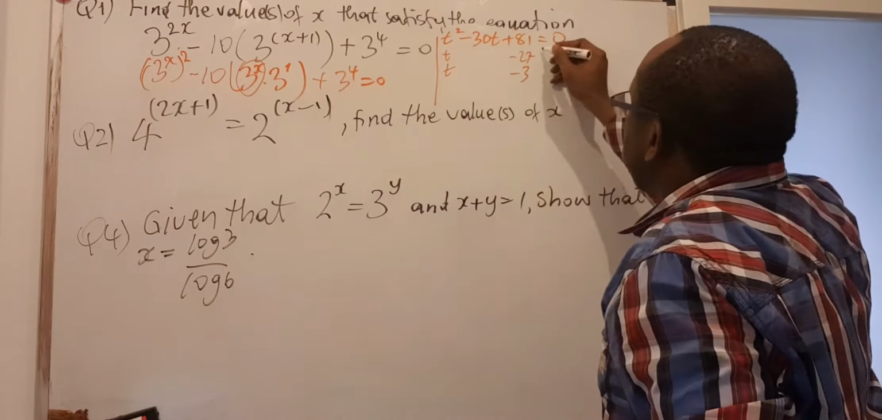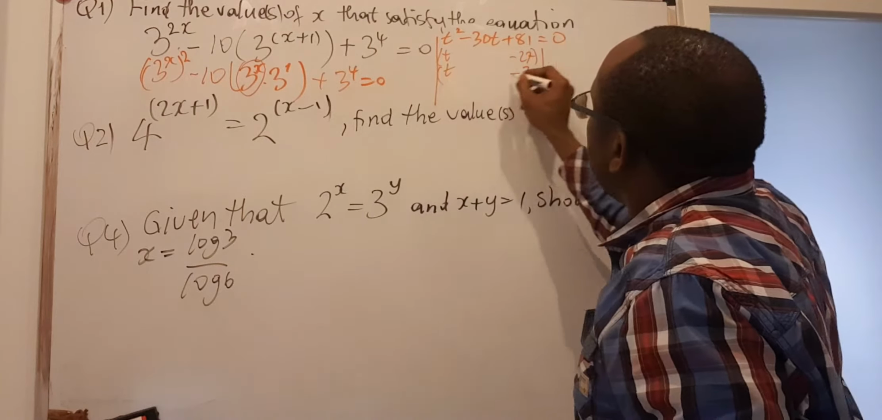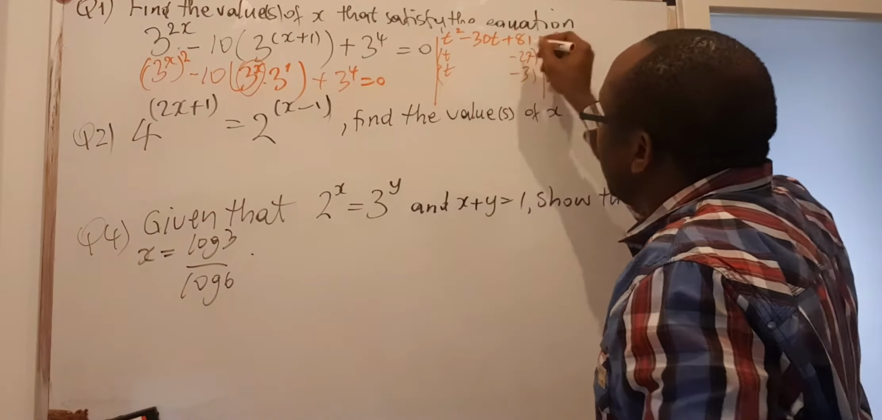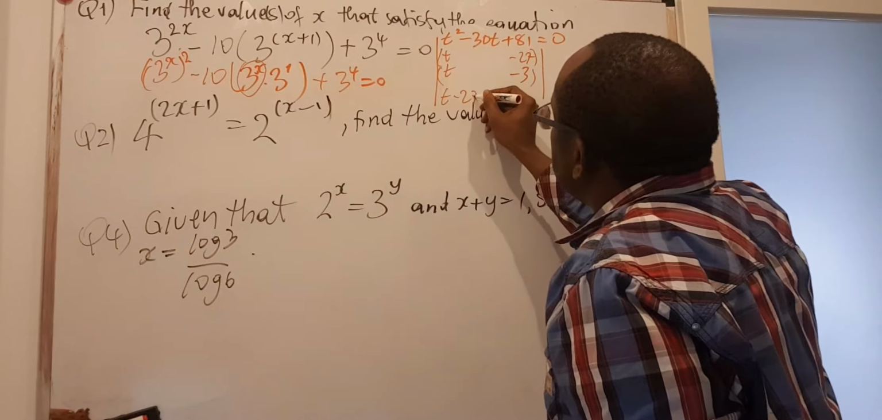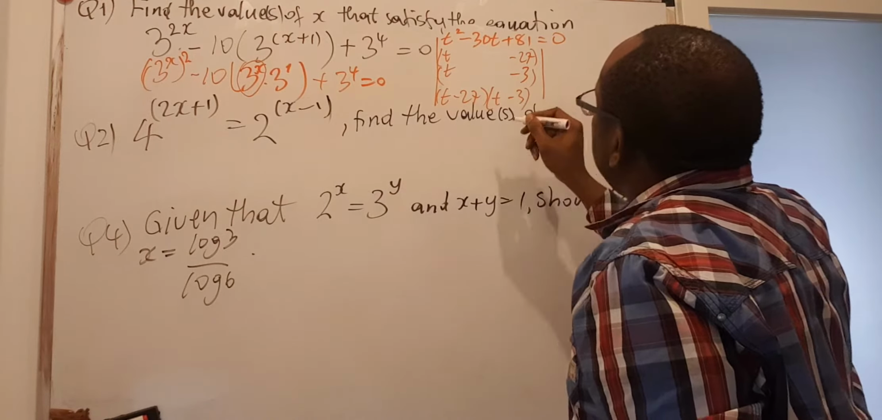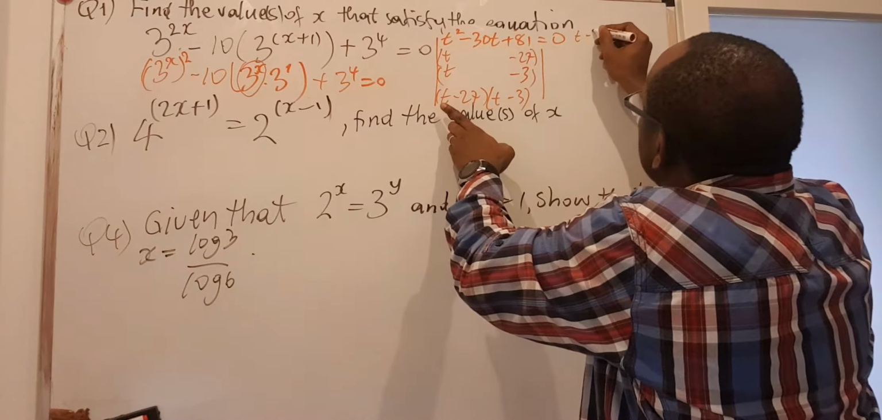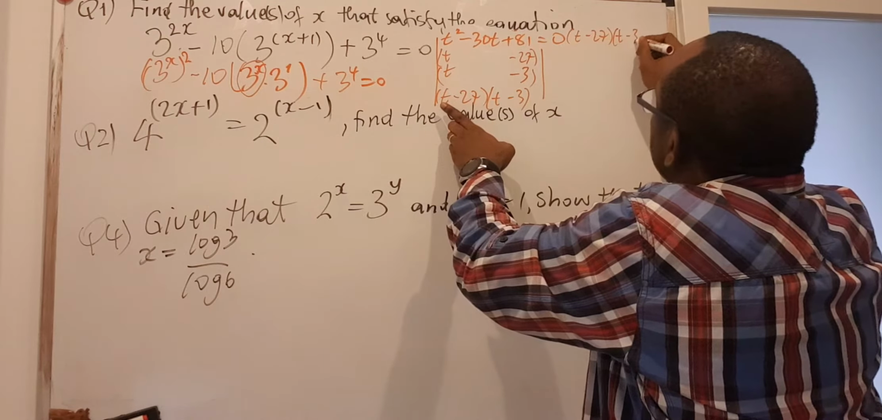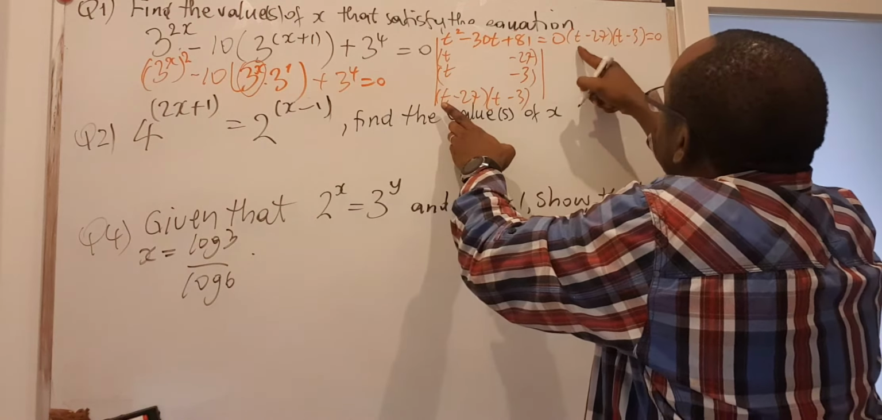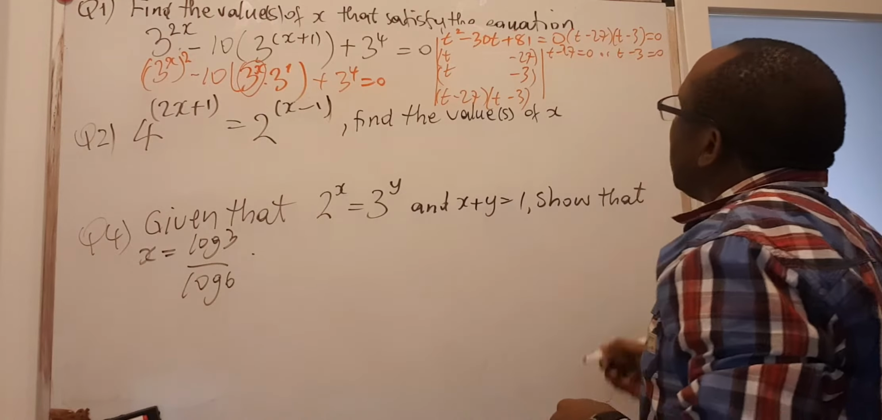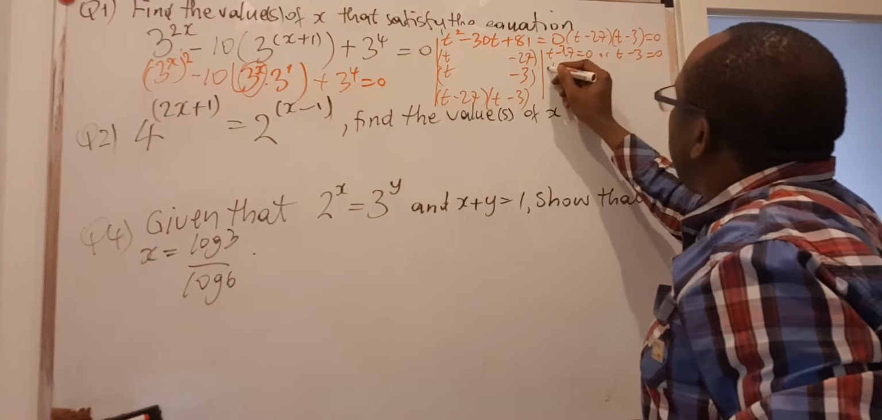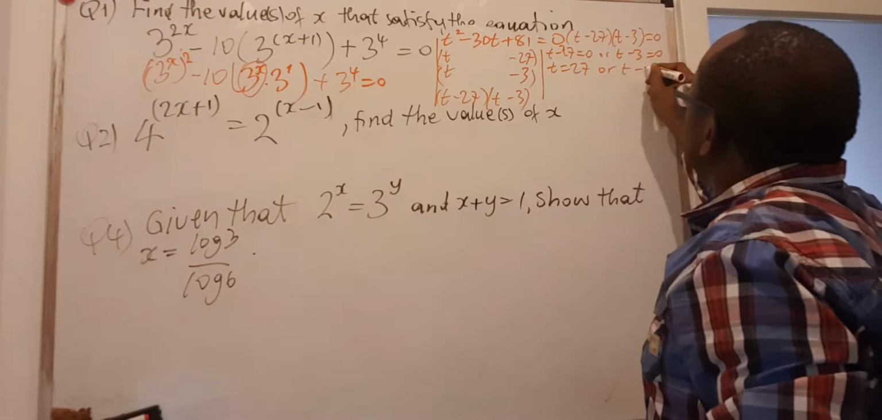So I have two factors here then. Remember we are doing a cross, but when you pick the factors, you just use the rows. So that is t minus 27 times t minus 3. If you solve this equation, t minus 27 times t minus 3 equal to 0, if two factors multiply to give 0, it means either this is 0 or this is 0. So either t minus 27 is equal to 0 or t minus 3 is equal to 0. 27 can come to this side, so t is equal to 27 or t is equal to 3.